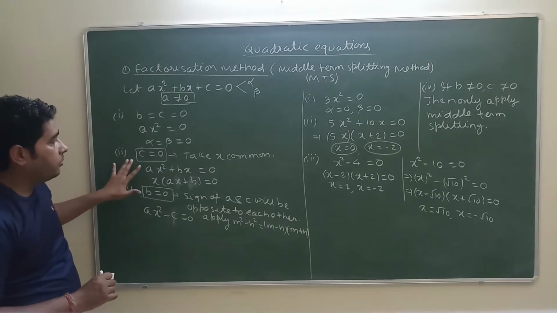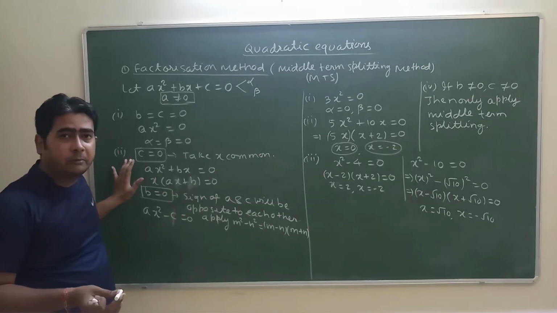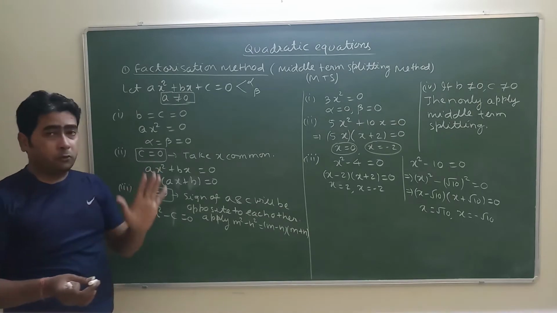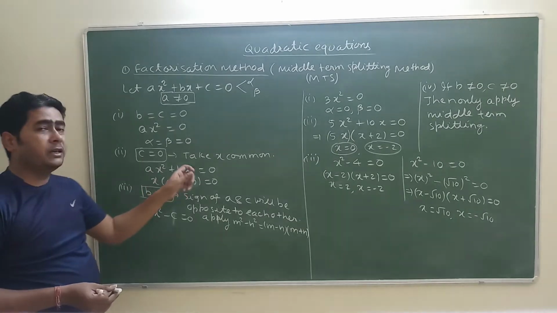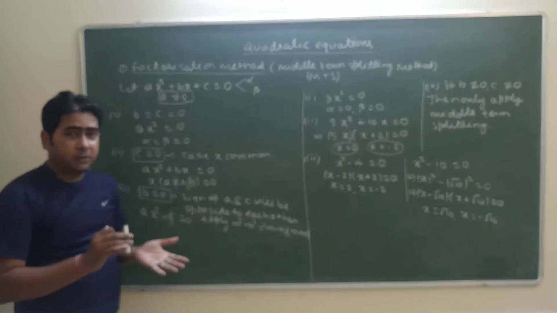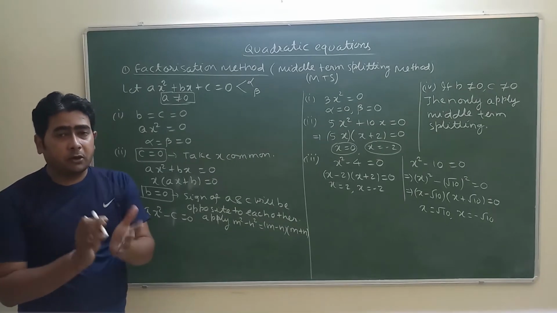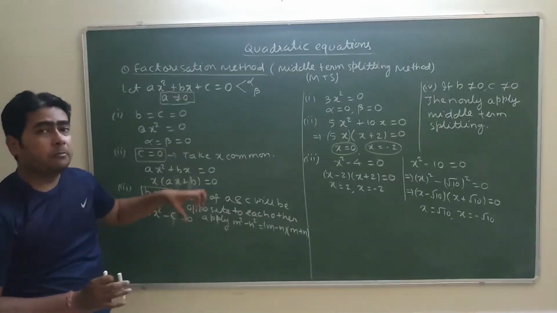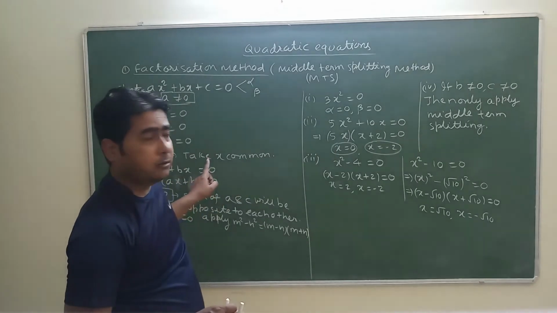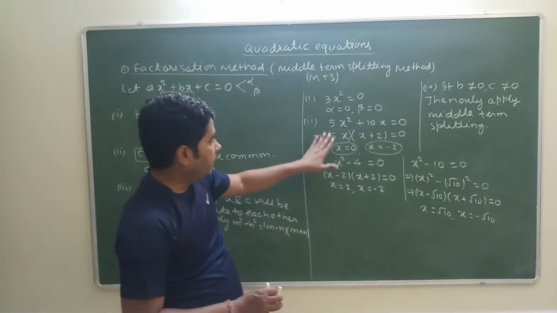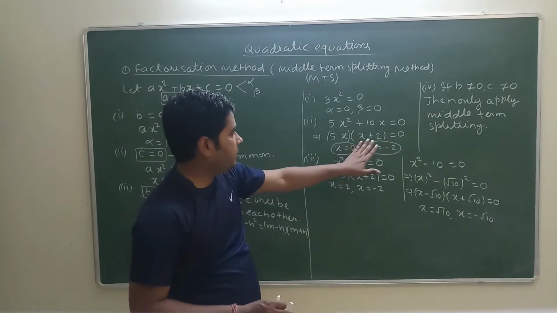When c is 0, it means there is no constant term in that quadratic equation. Whenever there is no constant term, the equation will be in this format: ax square plus bx equal to 0. In that situation, you will not be applying middle term splitting. What you will do is just take the x term common. This is the supporting example for rule number 2. Here I have taken 5x common. Then this is factorized.